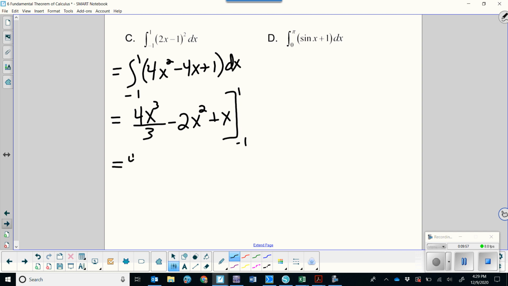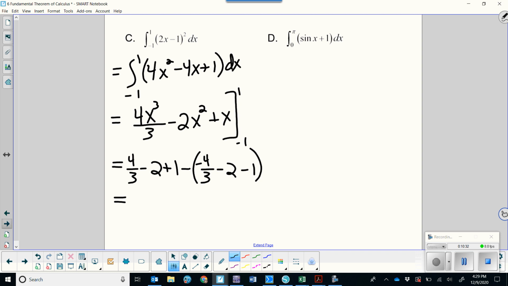So plugging in 1, I'll have 4/3 minus 2 plus 1 minus parentheses. Now plug in -1. So -1 cubed will give me -1, so this will be -4/3. -1 squared is 1, so times -2, still -2. And then minus 1. Now here's again the part where you got to be careful and be smart. Combine the things that go together and leave the other stuff for a minute.